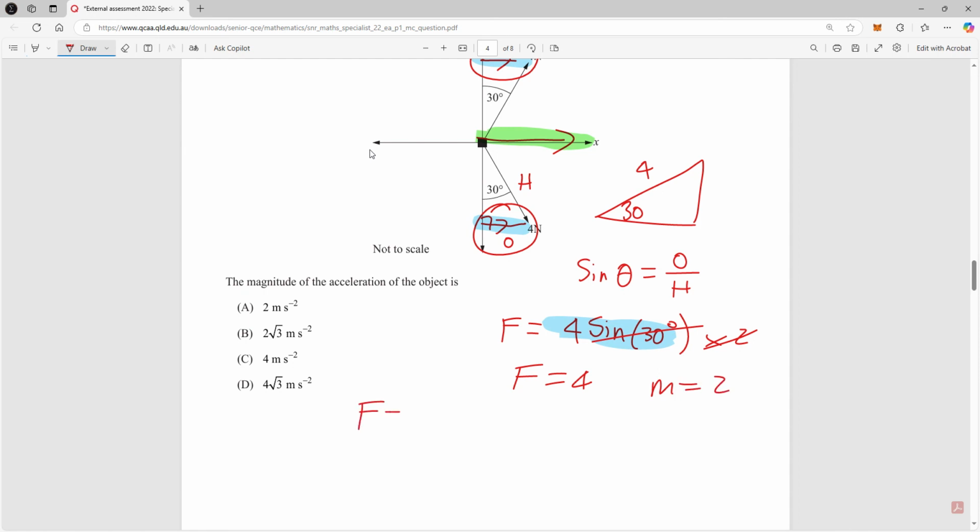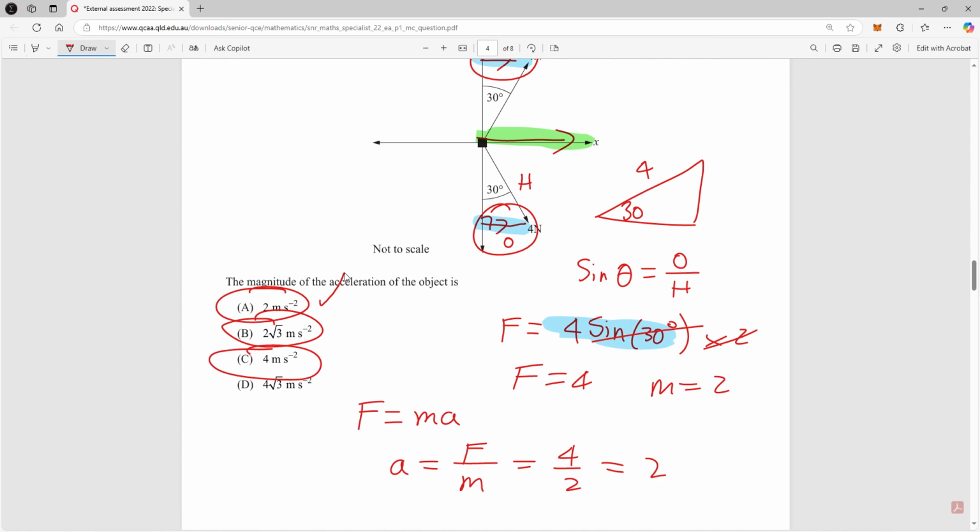Now we know F equals ma, so acceleration will be force divided by mass. So 4 divided by 2 gives you 2. So the correct answer here is A, 2 meters per second, okay? Because that's the units for acceleration. Most people get this one wrong because they confuse sine and cos, and most people get this because they write 4 down, okay? So the correct answer here is A, okay?